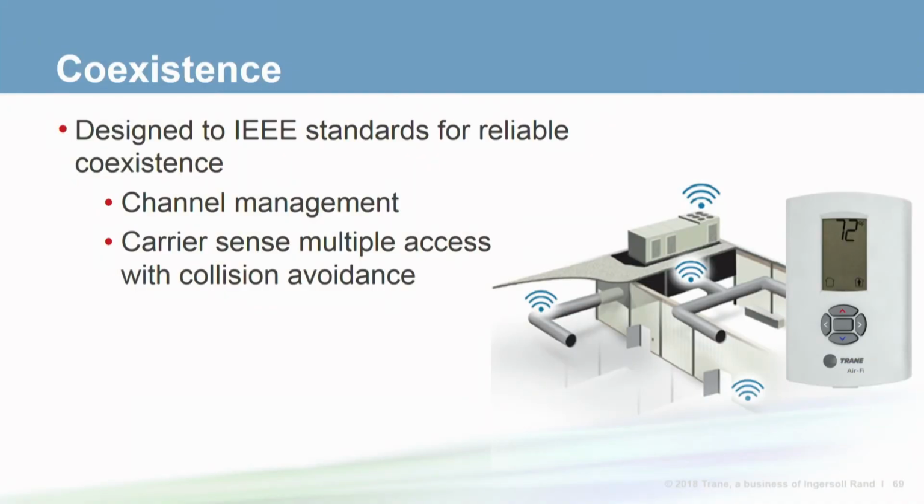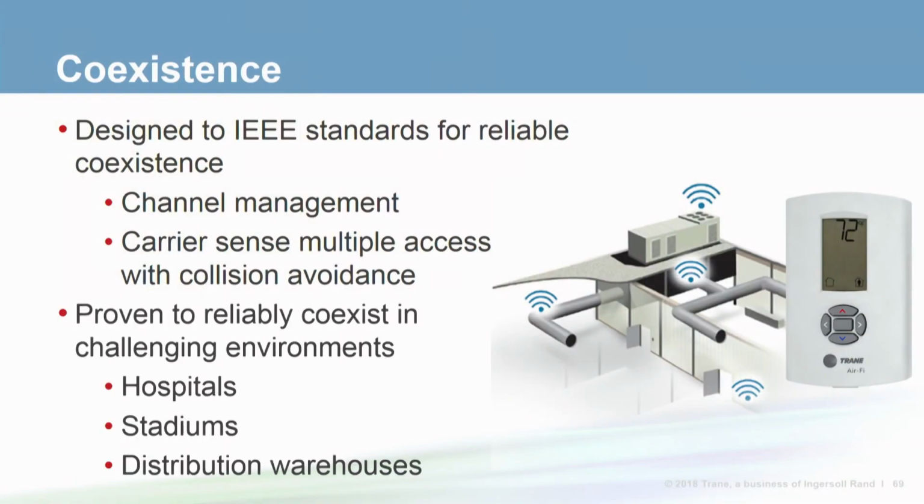Zigbee devices are built on IEEE radios, much like Wi-Fi and Bluetooth. So they're designed to reliably coexist with other wireless communications that might be found in the building. Two key strategies are used to ensure this. First is channel management, choosing wireless channels that do not overlap. And second is carrier sense multiple access with collision avoidance. This avoids collisions by transmitting only when the channel is sensed to be idle. For more information, I've included the Zigbee Coexistence white paper in our bibliography.